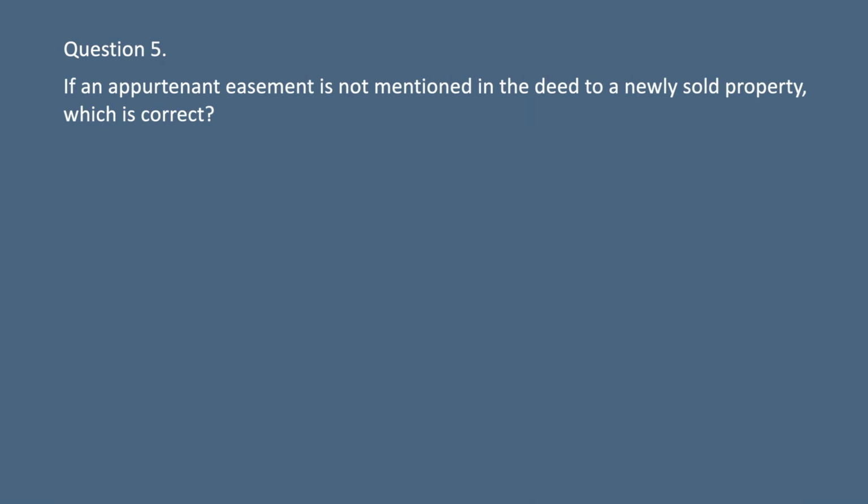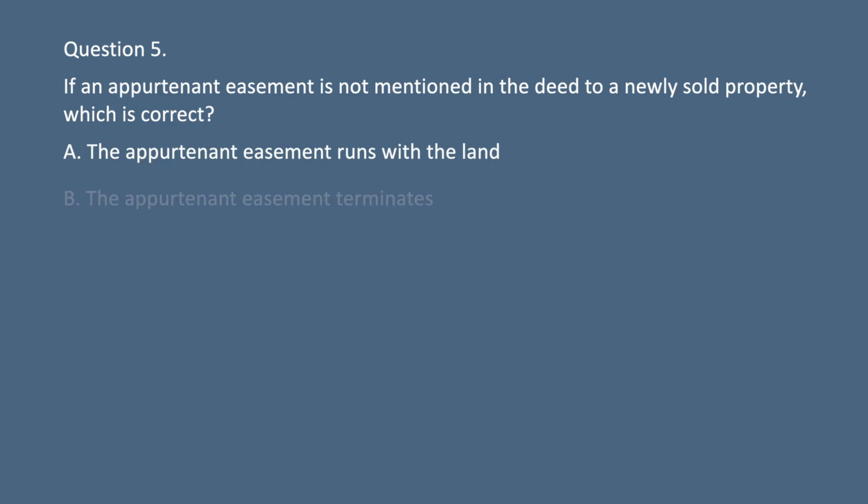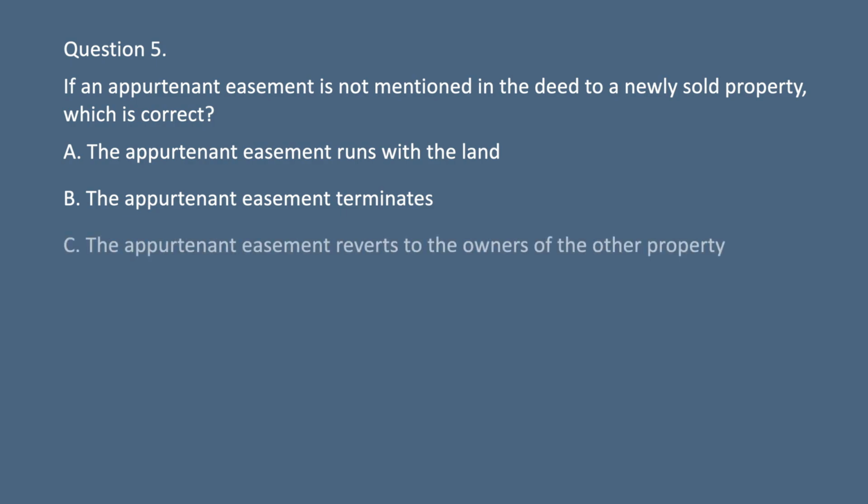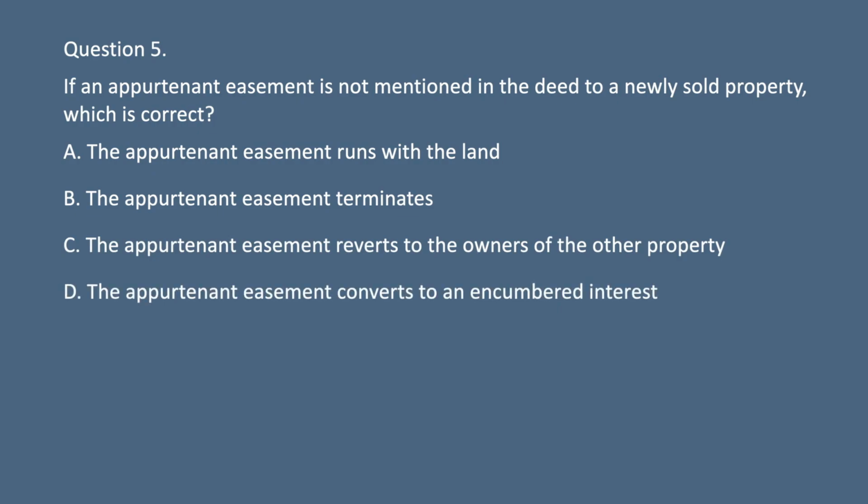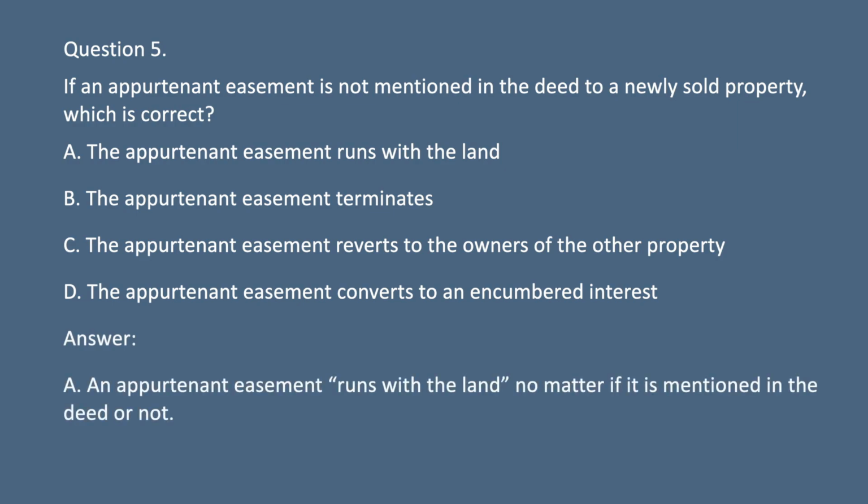Question 5. If an appurtenant easement is not mentioned in the deed to a newly sold property, which is correct? A. The appurtenant easement runs with the land. B. The appurtenant easement terminates. C. The appurtenant easement reverts to the owners of the other property. D. The appurtenant easement converts to an encumbered interest. Answer. A. An appurtenant easement runs with the land no matter if it is mentioned in the deed or not.